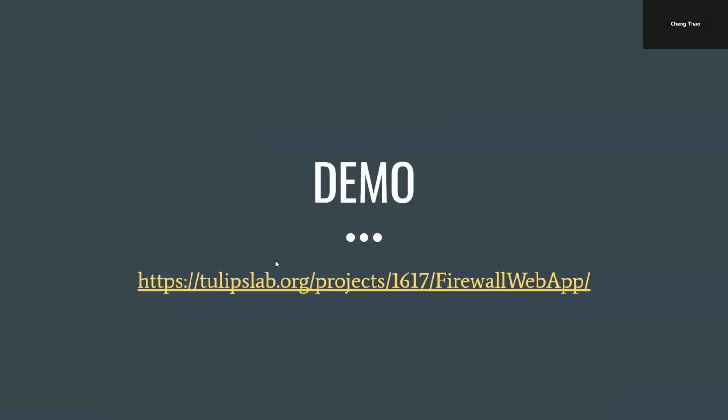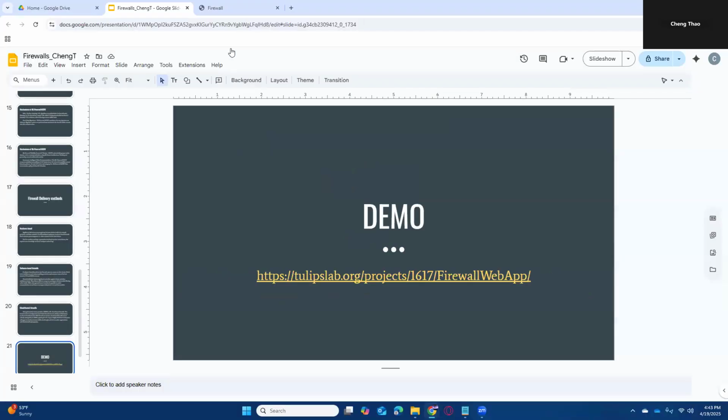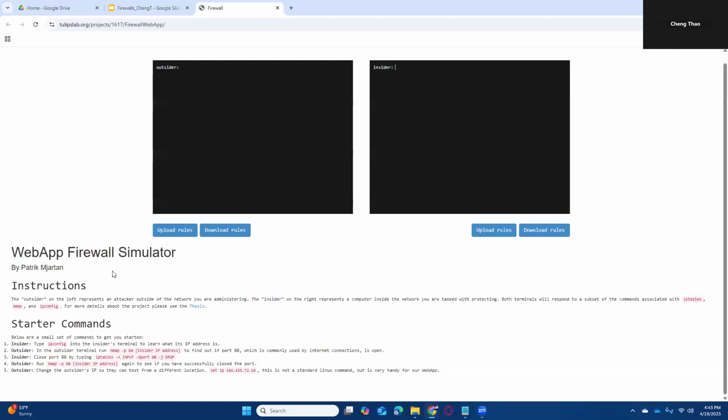And here I will be presenting a demo. The demo that I'm going to be presenting is an online web application called the Web App Firewall Simulator by Patrick Merchant. It is a process made entirely in a web browser that can simulate the actions between a firewall and outsiders. Right now, I'll be following the simple steps of configuring it and seeing how a firewall would react to an event. Following the instructions below, I'll be doing something similar to this.